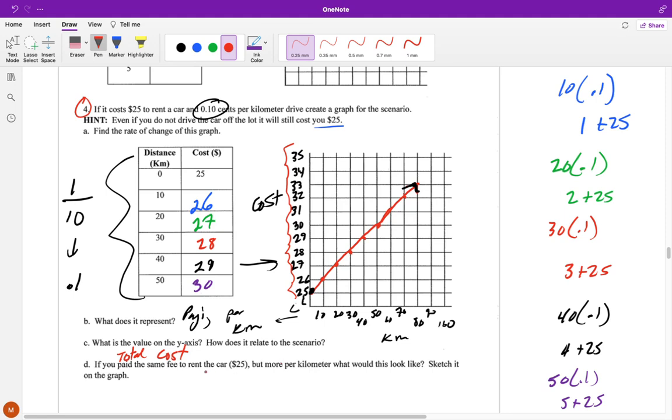If you pay the same fee, but more per kilometer, what would this look like? Well, it just depends on what you would, like we're creating this scenario. So in my answer key, I just made it so it's 20 cents per kilometer. So I went up 2 and over 1 for all of mine. And that's just representing 20 cents instead of 10 cents. So for this one, you would come up with something that was more than 10 cents and then just create your own graph with it.